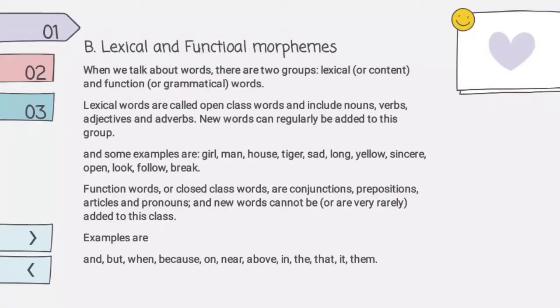follow, break. And function words or closed class words are conjunctions, prepositions, articles, and pronouns, and new words cannot be added to this class. So examples are and, but, when, because, on, near, above, in, the, that, it, and them.